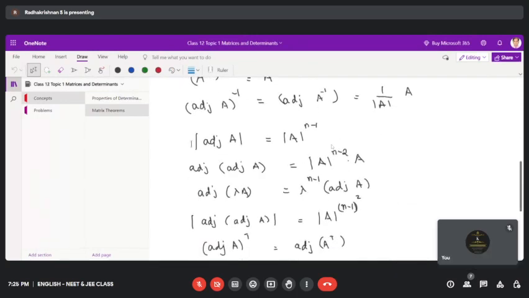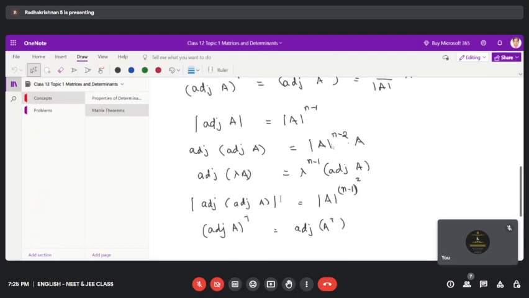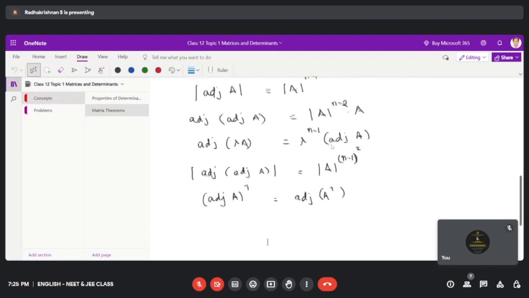These are all very important. Determinant of adjoint A is determinant A to the power of n minus 1. Adjoint of adjoint A is determinant of A to the power of n minus 2 into A. Adjoint of lambda A is lambda to the power of n minus 1 into adjoint A. Determinant of adjoint of adjoint A is determinant A to the power of n minus 1 whole squared. So it goes on like this. Adjoint transpose is adjoint A transpose.